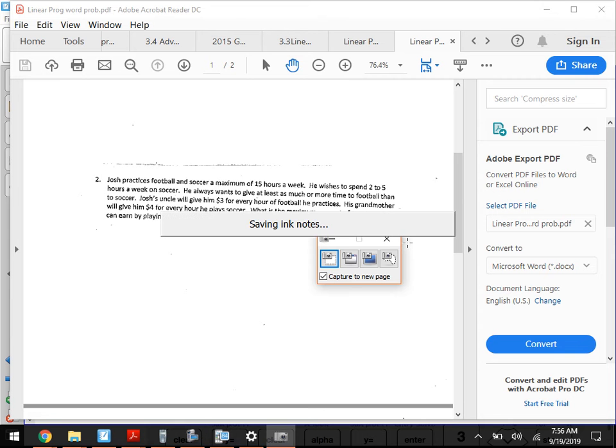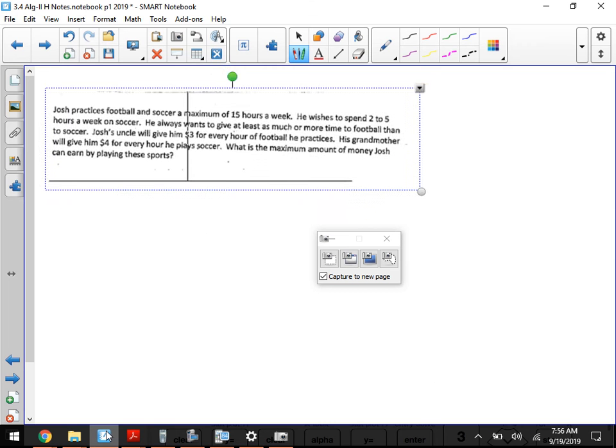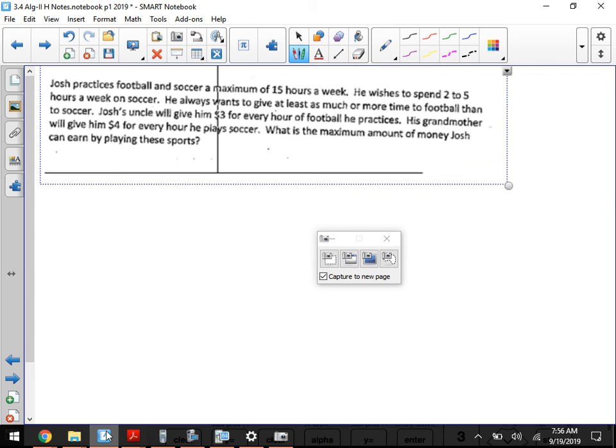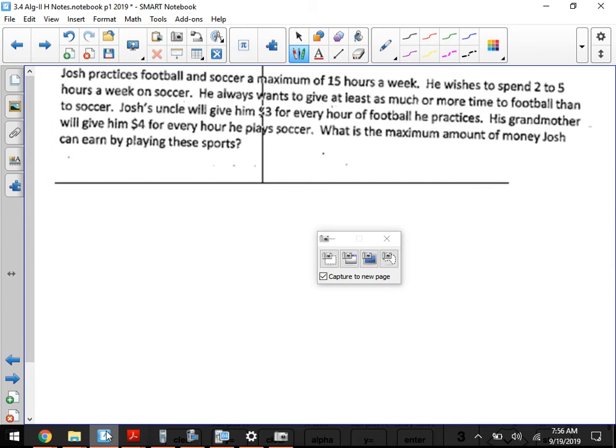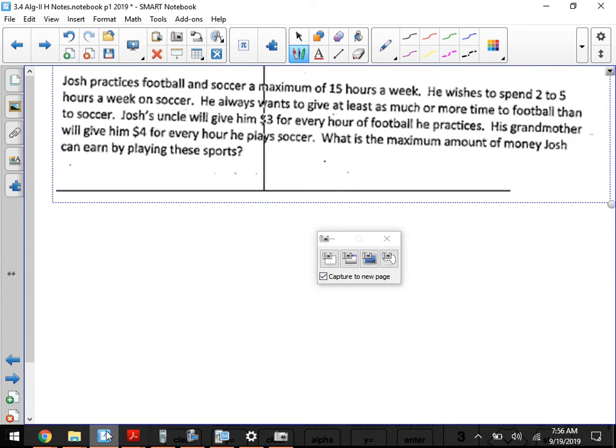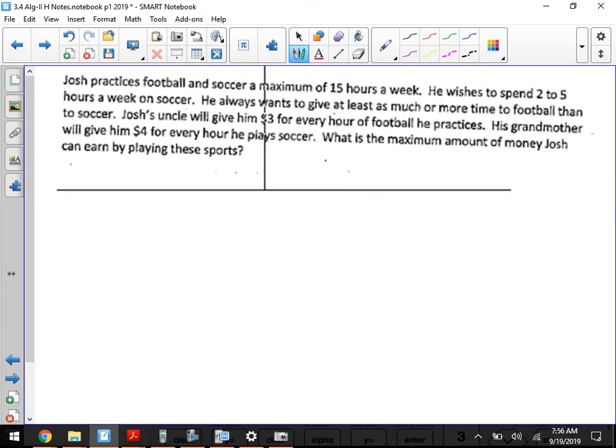So Josh practices football and soccer for a maximum of 15 hours a week. He wishes to spend 2 to 5 hours on soccer. He wants to give at least as much time or more time to football than soccer. Josh's uncle will give him $3 for every hour of football he practices, and his grandma will give him $4 for every hour he plays soccer.